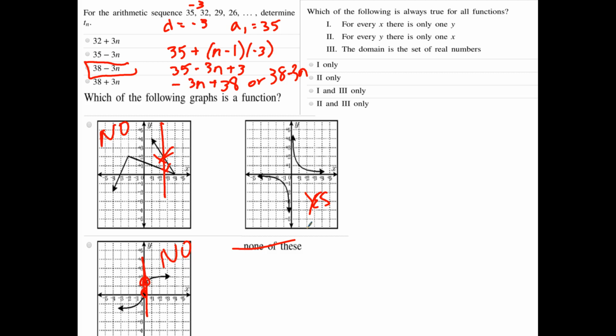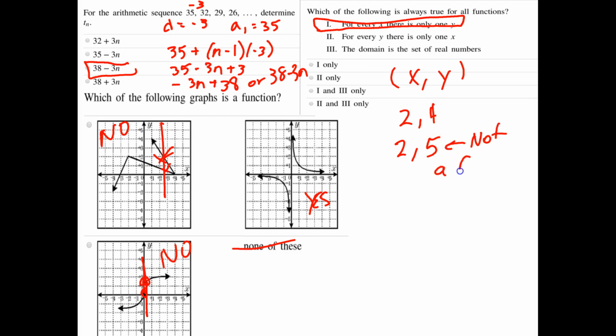Clearly, that's a yes. Which of the following is always true for all functions? For every x, there is only one y. That clearly means the x's don't repeat. Every x has one y. If my x was 2, then it has a y of 4. 2 cannot have another y of 5. Not a function.